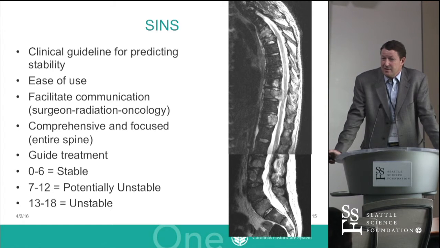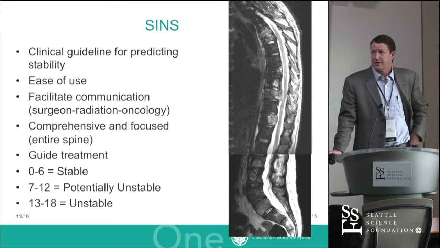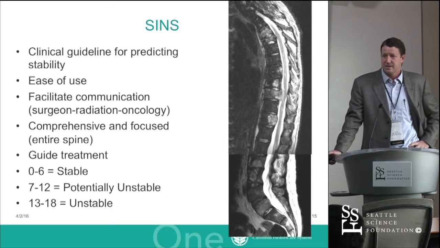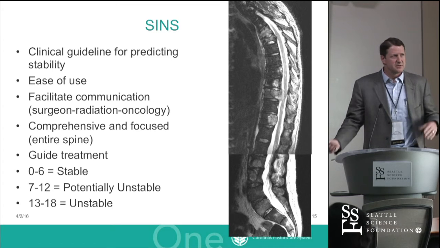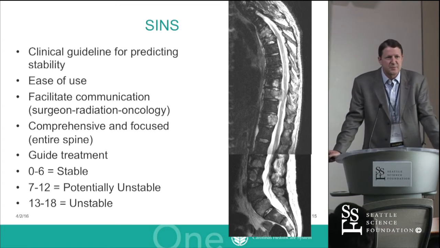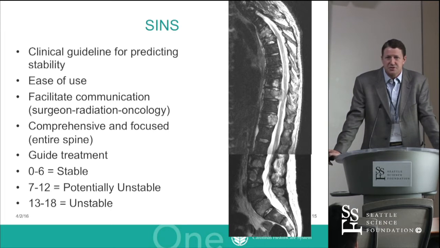A spine surgeon has a different concept of how to look at a CT scan than a medical oncologist, but you need to have a good language that you can both speak. It should be comprehensive and focused. Again, with some of the prior studies, there was a lumbar system and a cervical system and a thoracolumbar system. This system was designed to be universally adaptable to the entire spine, which is another nice advantage of it. And finally, to guide treatment, it's a scoring system.